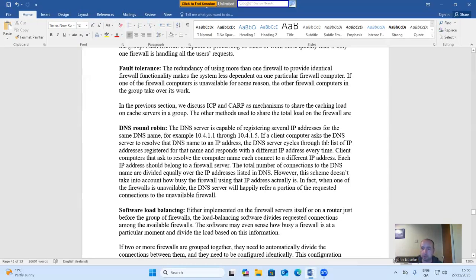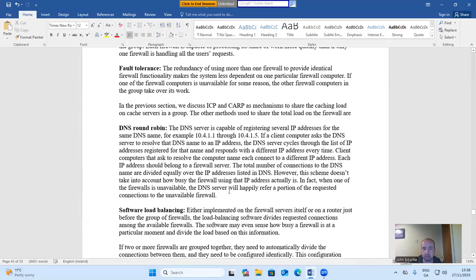If a client computer asks the DNS server to resolve that DNS name to an IP address, the DNS server cycles through the list of IP addresses registered for the same name and responds with a different address every time. Client computers that ask to resolve the computer name each connect to a different IP address. Each IP address should belong to a firewall server. The total number of connections to the DNS name are divided equally over the IP addresses listed in DNS.